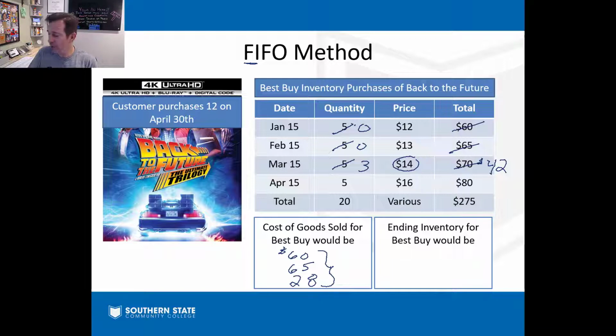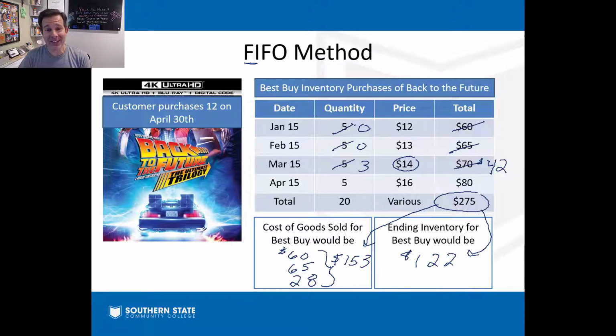60 and 65, 125 plus 28. 125 and 28 gives me 153. My cost of goods sold on that transaction will be 153. My ending inventory would be 42 and 80, 122. And again, if you look at the total we began with, 275, split between what was sold and what's left over. FIFO. Easy as that. It sounds really complicated, but it's not. As long as we keep our purchases in order and keep a nice record, it's not that hard to do.